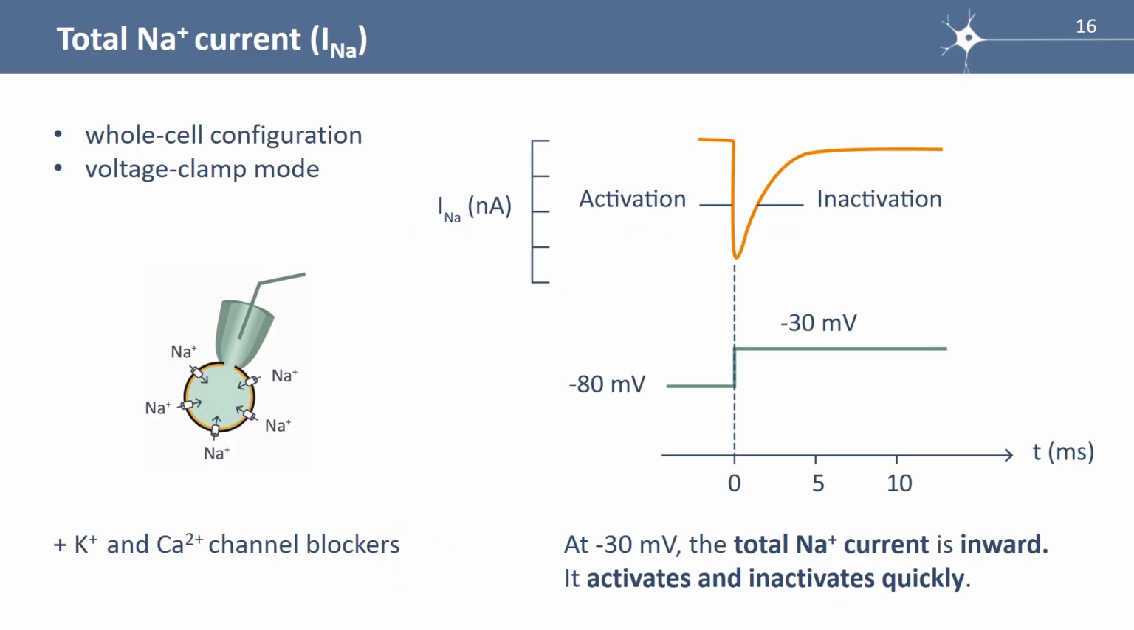We just saw the unitary sodium current. Now let's have a look at the total sodium current, the sodium current that goes through the whole membrane, because this is the total current that underlies the action potential.